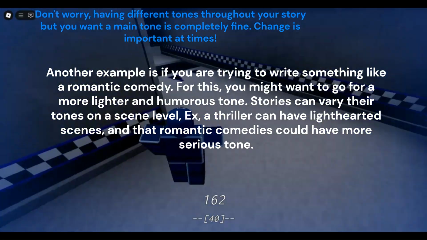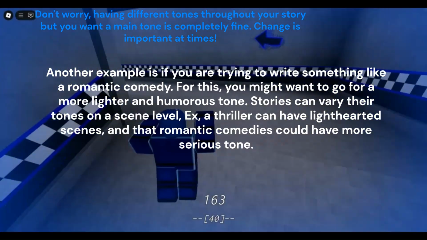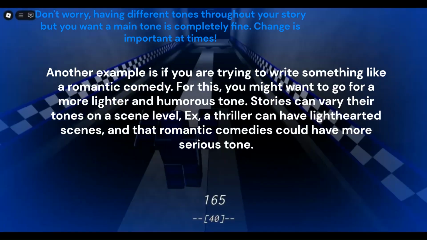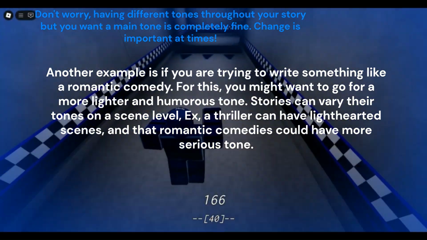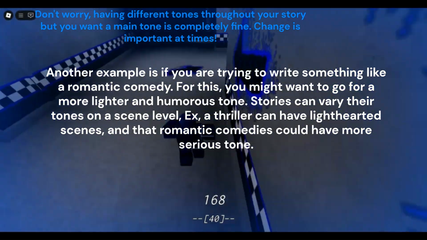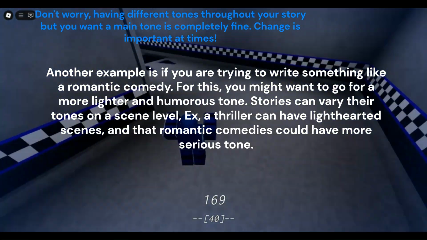Another example is if you are trying to write something like a romantic comedy. For this, you might want to go for a lighter and more humorous tone. Stories can vary their tones on a scene level. For example, a thriller can have lighthearted scenes, and romantic comedies could have a more serious tone. Don't worry, having different tones throughout your story is completely fine, but you want a main tone. Change is important at times.